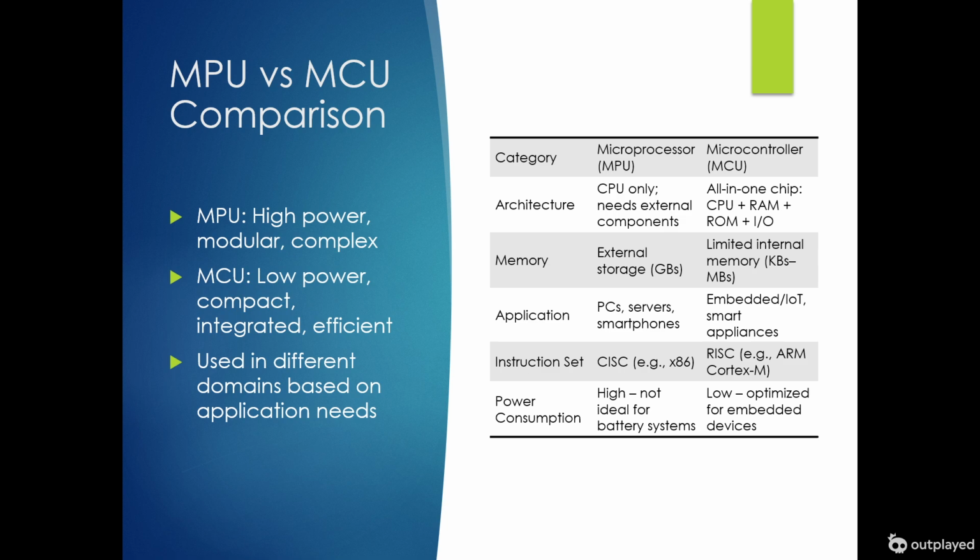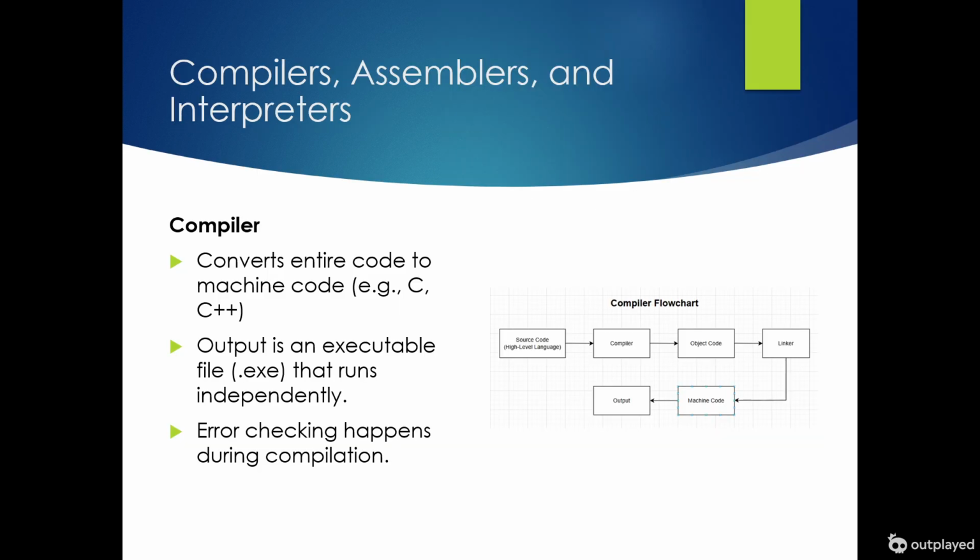So moving on to the next slide, which is the compilers, assemblers, and interpreters. In this section, I will explain how code written in high-level languages is translated into machine code through compilers, assemblers, and interpreters. So let's start with the compiler.